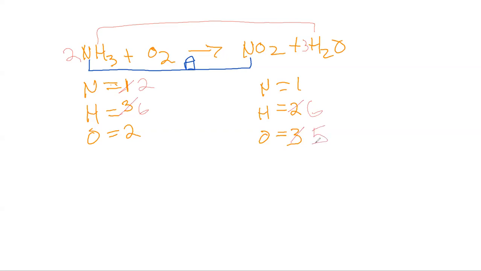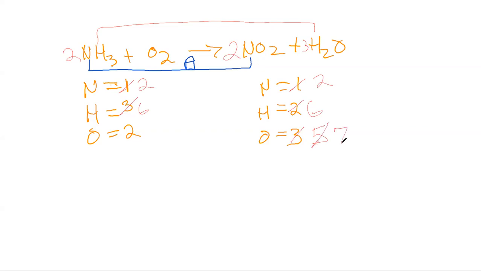Now, if we go back and look, we changed our coefficient in front of this NH3. So I also have to go back and change this coefficient in front of my NO2. That changes this to 2, and my oxygen count goes from 1, 2, 3, 4, 5, 6, 7.